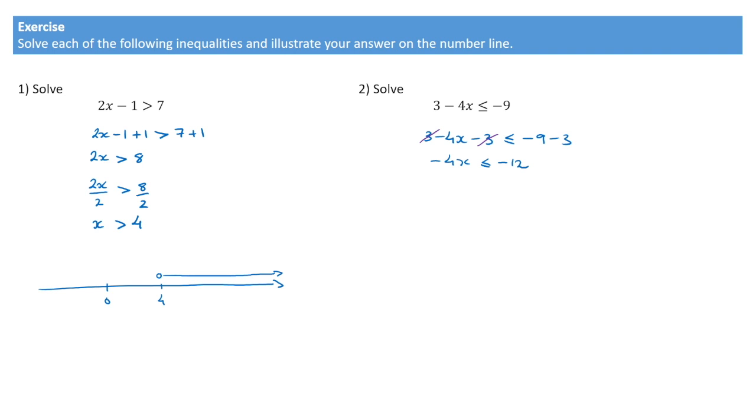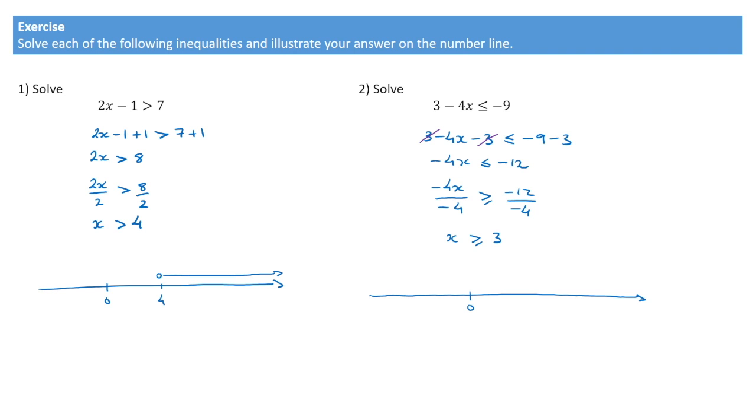And now we can see that x is being multiplied by negative 4. And so to get rid of that, we need to divide both sides by negative 4. But careful, we're going to divide by a negative. We therefore have to reverse the inequality symbol. So that's negative 4x over negative 4 greater than or equal to negative 12 over negative 4. On the left-hand side, we're left with x, which is greater than or equal to negative 12 divided by negative 4, which is 3. And so we can represent this solution on the number line.